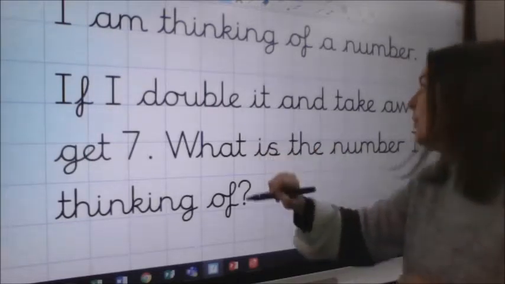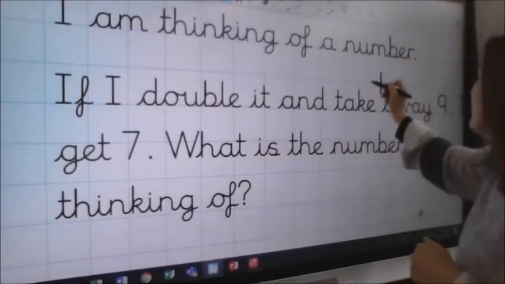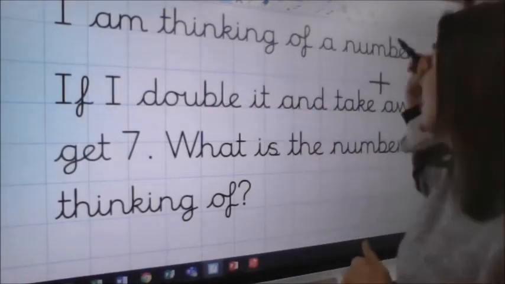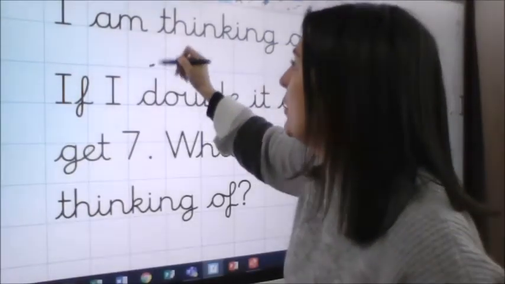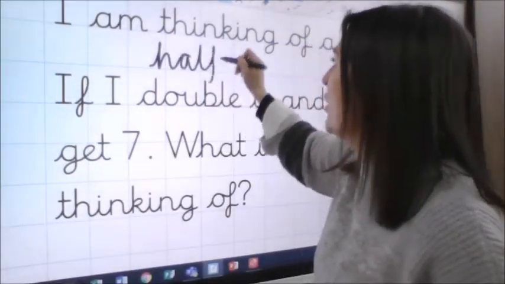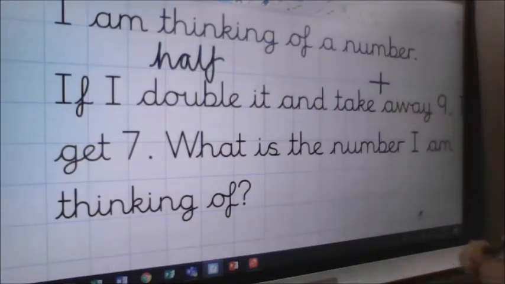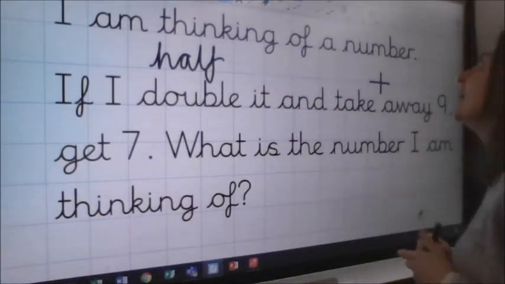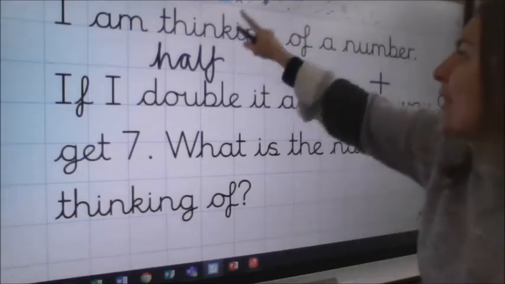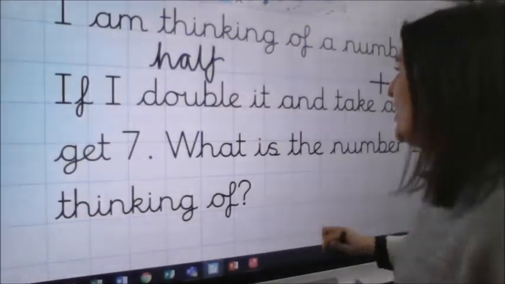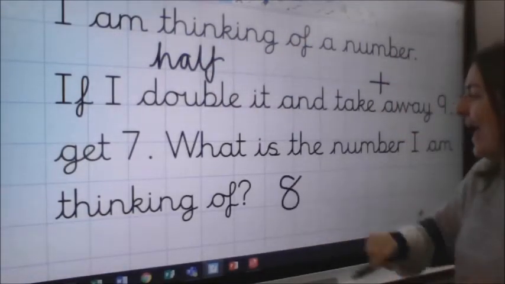Okay, so if I work backwards, the opposite of take away is add, the inverse is add, and the inverse of double is to half. So I'm going to go 7 and I'm going to add 9. So that gives me 16. And then I've got to half it. So I think the number is 8.